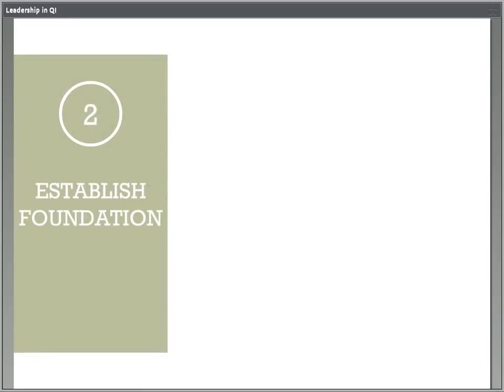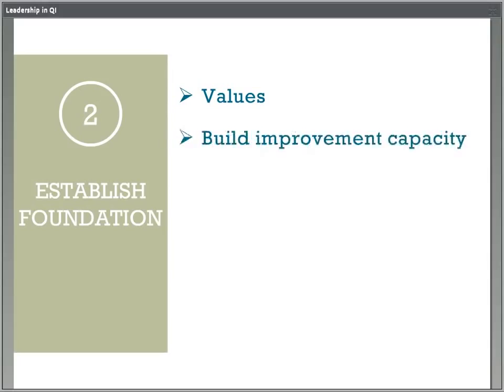Next one is about establishing that foundation. And again, this is more of the cultural side. It's about the values. Define the culture you desire, and speak those unwritten rules that you want to see. We have to build improvement capacity. We have to develop the staff and get them involved. Secure some resources. And this is important.